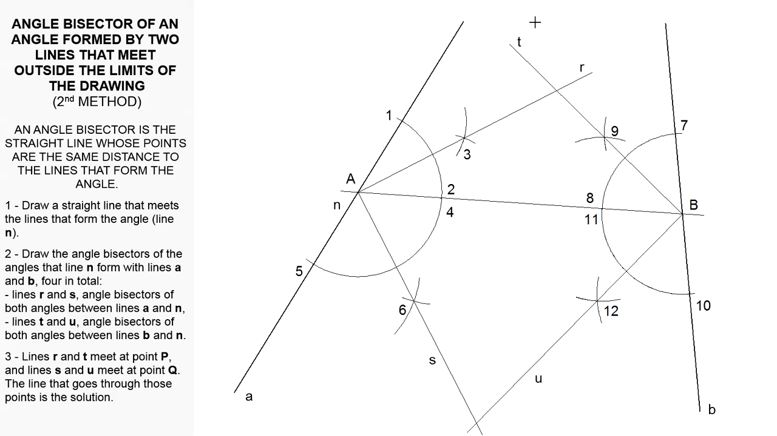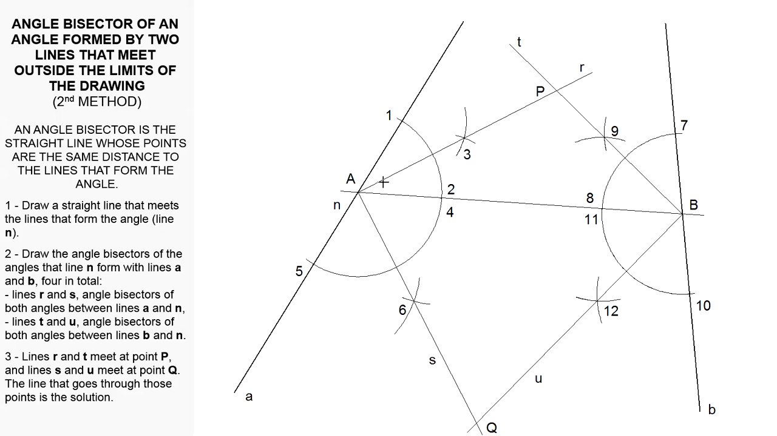If we look at the drawing, lines R and T meet at one point, and lines S and U meet at another point. The point where lines R and T meet is point P, the point where lines S and U meet is point Q. Let us analyze these points, starting with point P.